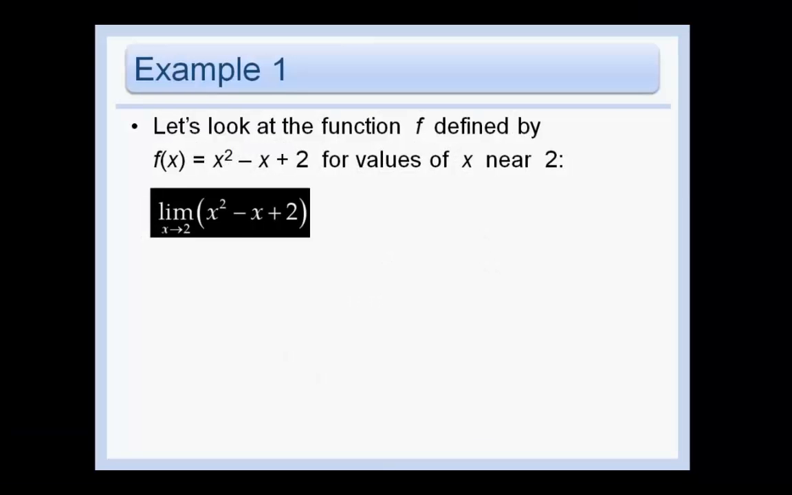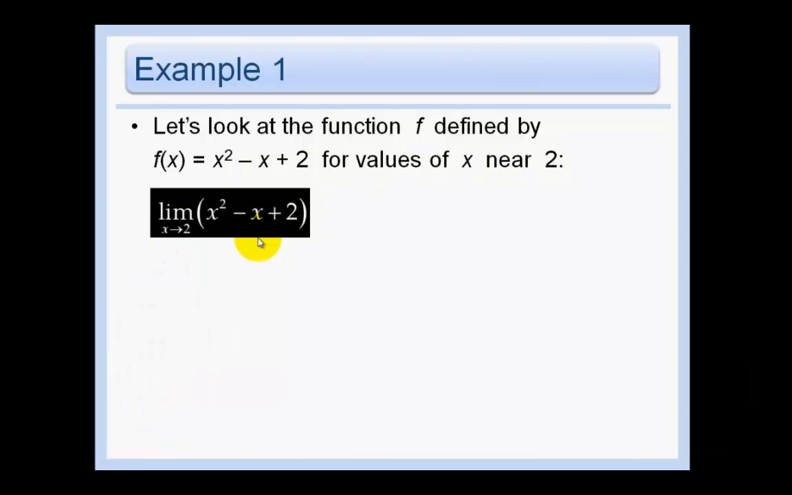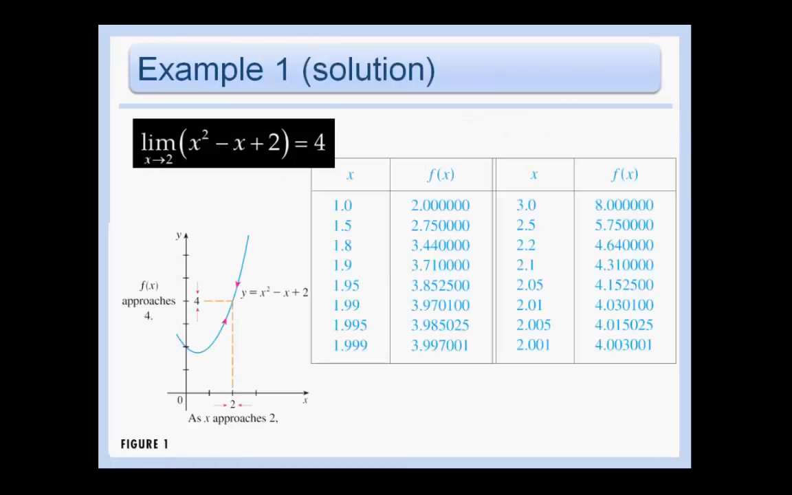Let's start off looking at the function defined by f of x equals x squared minus x plus 2 for values of x near 2. Now we're going to write that symbolically as the limit as x approaches 2 of x squared minus x plus 2. And that's shorthand for writing all of that. So in order to do this, we're going to start by looking at the graph.